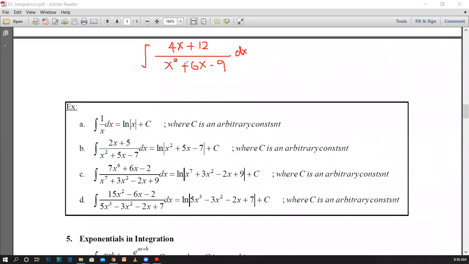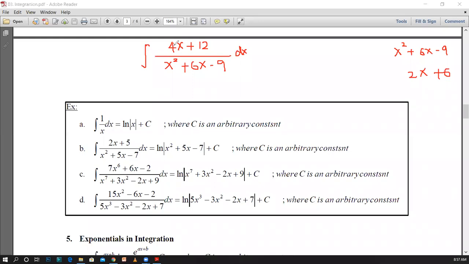As soon as you see that this is the initial expression they have given us for integration, you can see that the function which appears here is x squared plus 6x minus 9, but 4x plus 12 is not the derivative of this quantity. If you take the derivative of x squared plus 6x minus 9, it would be equal to 2x plus 6. But in the numerator, the numerator is exactly twice this quantity.